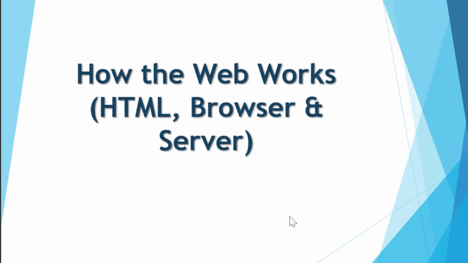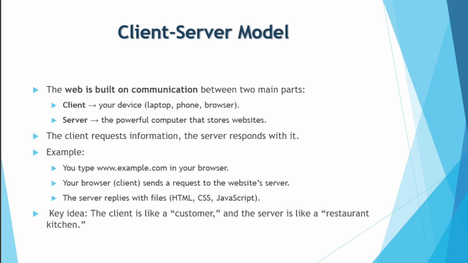So talking about how the web works, the first thing we are going to mention is the client-server model. The web is built on communication between two main parts: a client and a server. The client in this context is your device, your laptop, your phone, or your browser, or anything you are using to access the web. The server is the powerful computer that stores websites, web pages, or web resources. The client requests information, then the server responds with it.